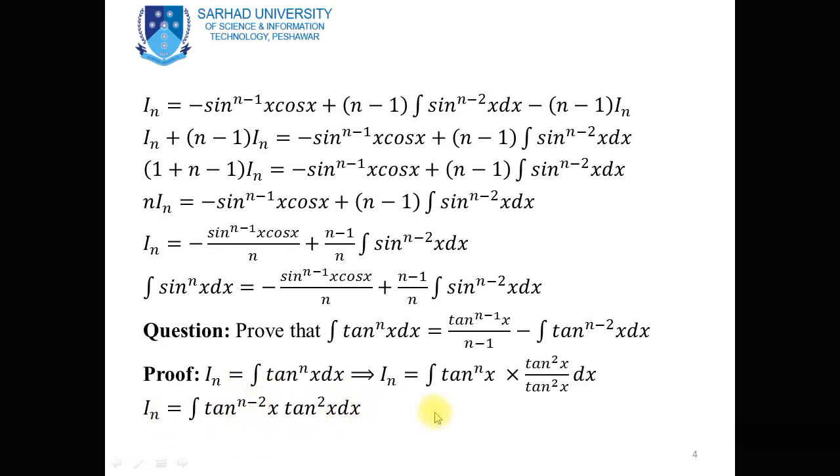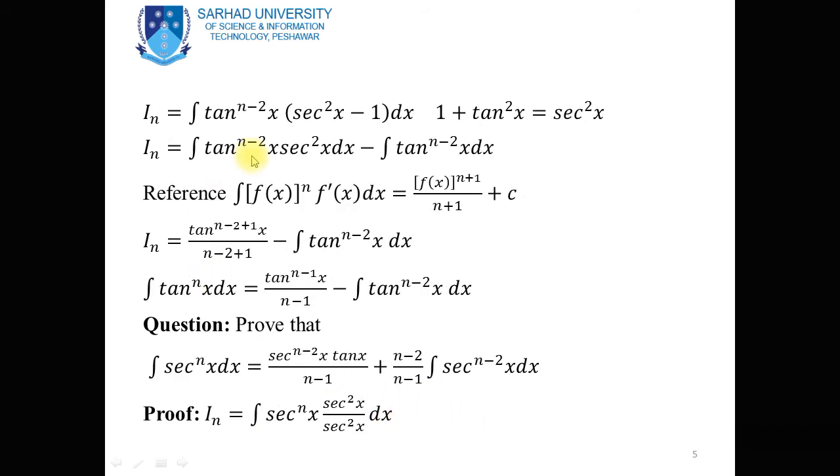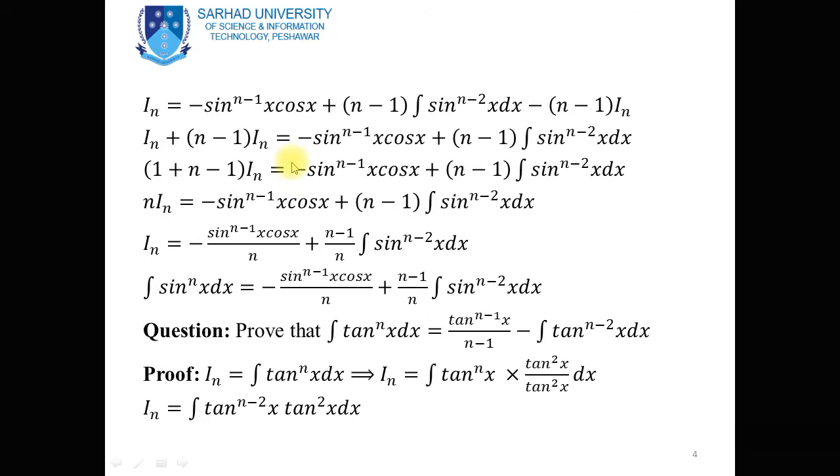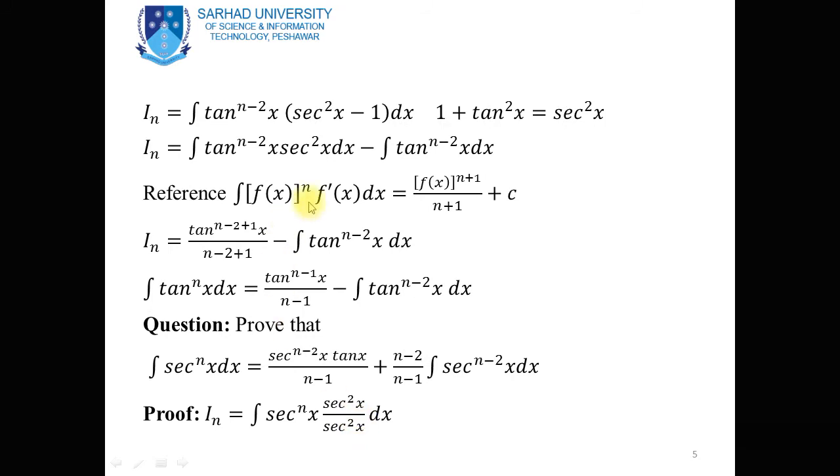Now again by using the integration by parts formula, one will be the first function and the other will be the second function. Now suppose tan x power n minus 2 is the first function and tan square x will be the second function, but we can write tan square as sec square minus 1, because 1 plus tan square is equal to sec square, a trigonometric identity. So by using the trigonometric identity, tan square x is equal to sec square x minus 1, because 1 plus tan square x is equal to sec square x.